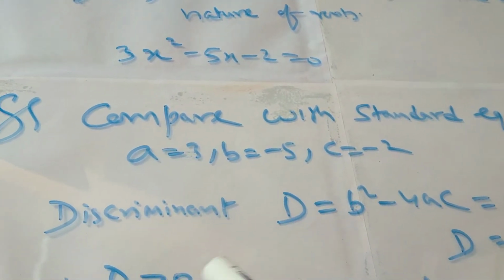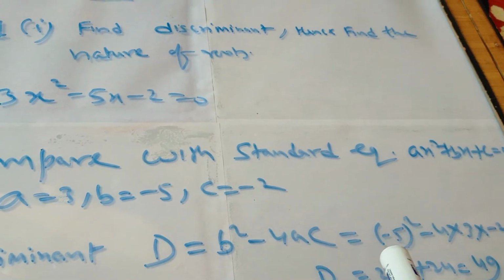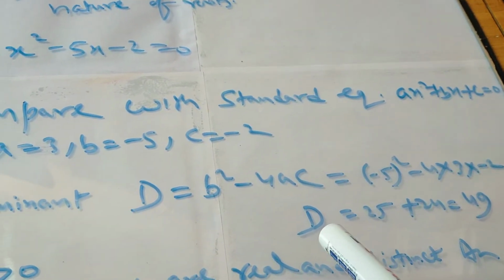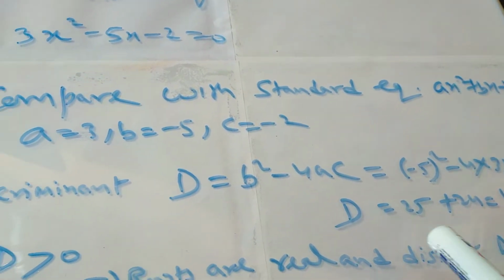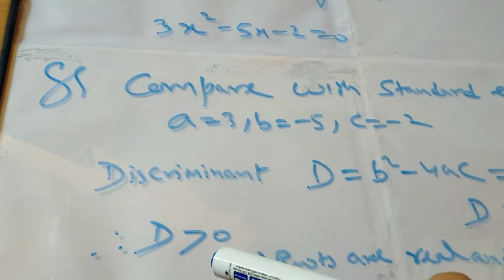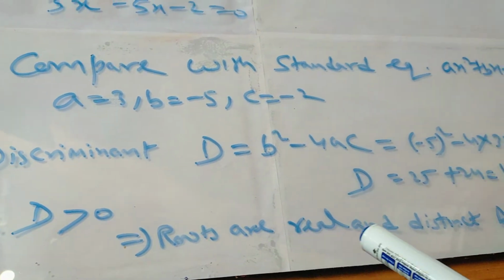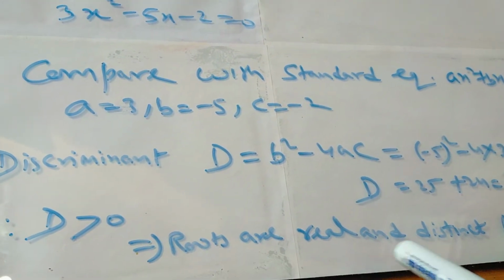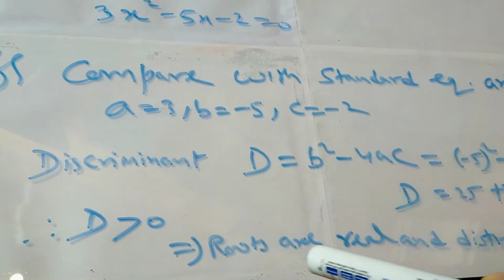Now we have the formula for the discriminant: D is equal to b square minus 4ac. I have substituted the values of a, b, c and simplified, and I got D is equal to 25 plus 24, that is 49. So D is 49, means D is greater than 0. If D is greater than 0, in that condition you can say the roots are real and distinct. So we have clearly stated here that the roots are real and distinct. This is the nature of the roots.